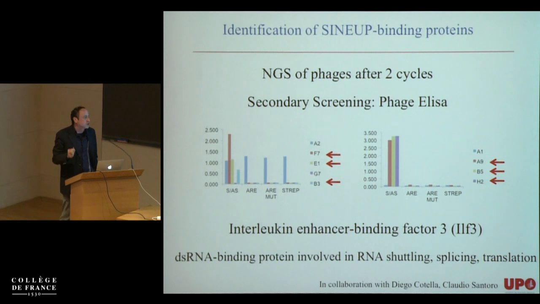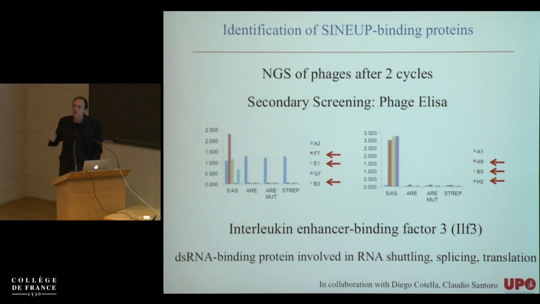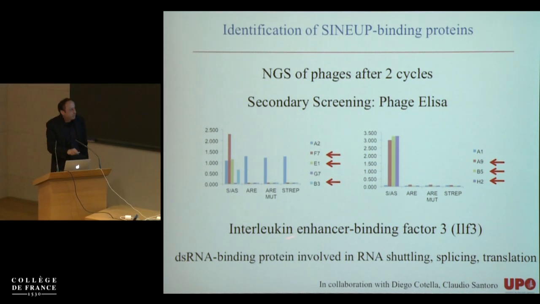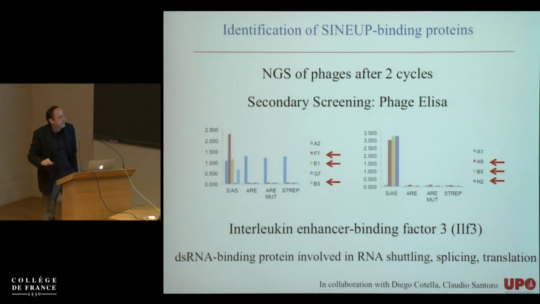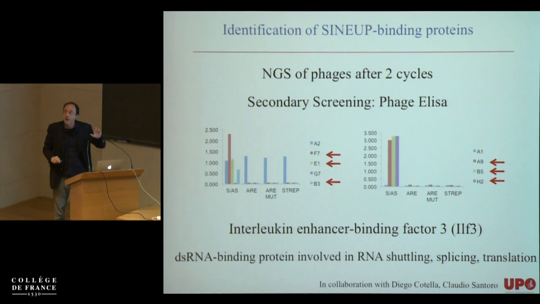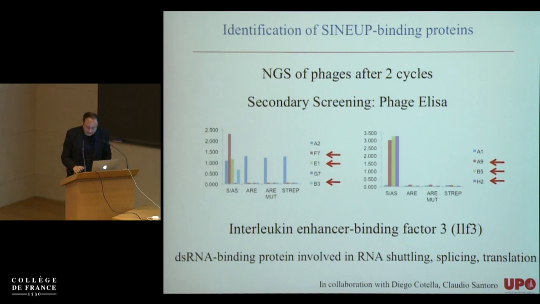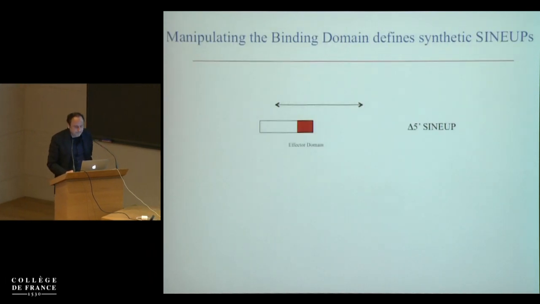What is interesting here is that ILF3 is very well known to shuttle from the nucleus to the cytoplasm upon rapamycin treatment. We recapitulated this phenomenon in MI90 cells, and we are now characterizing the RNA interactome of ILF3 to show if ILF3 is indeed a fundamental molecular player in nuclear-cytoplasmic shuttling of SINEUP. Right, so let's go back to the concept of SINEUP.